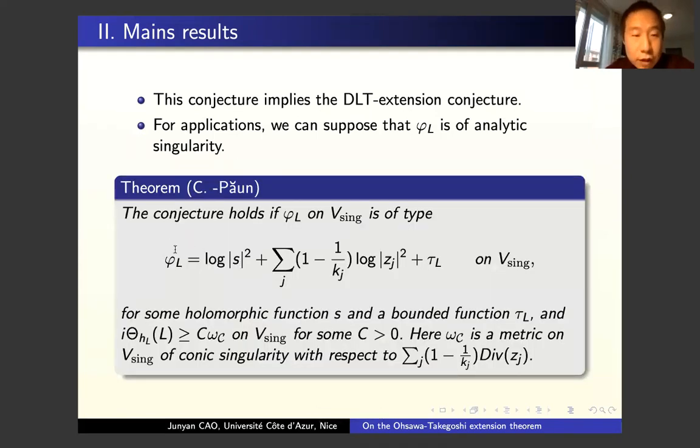If the weight, so phi L is the weight of the singular metric, on a neighborhood of the singular locus of Y is of this type, that means it's of the type log |s|^2, where s is any holomorphic function on V, plus some conic type of singularity, plus a bounded function which satisfies this curvature condition, then in this case we can prove our conjecture. So that's the main theorem of our paper.